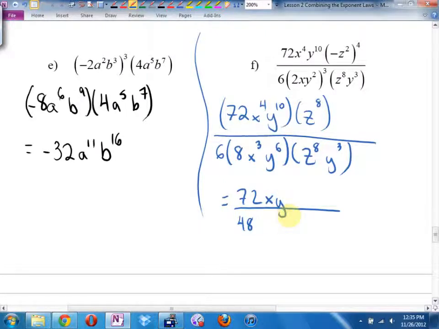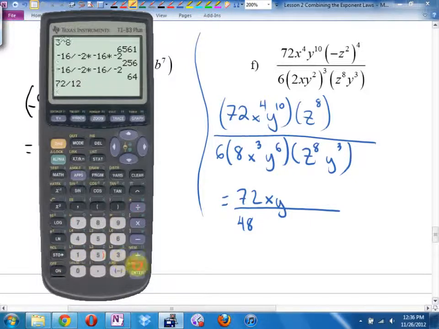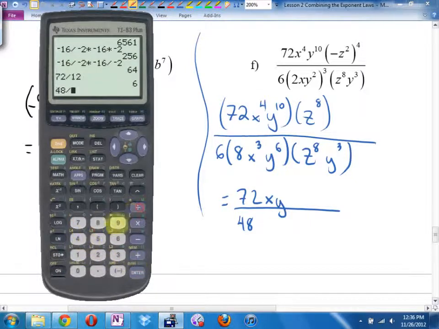How many z's on top, grand total? 8. How many z's on the bottom, grand total? How many z's will be left? Gone. I can tidy this up a bit more because 72 over 48 will reduce. What goes into 72 and 48? 12 does, is a bigger one. By the way, if you go 72 divided by 12, you would get 6. 48 divided by 12, you would get 4. It's 6 over 4.